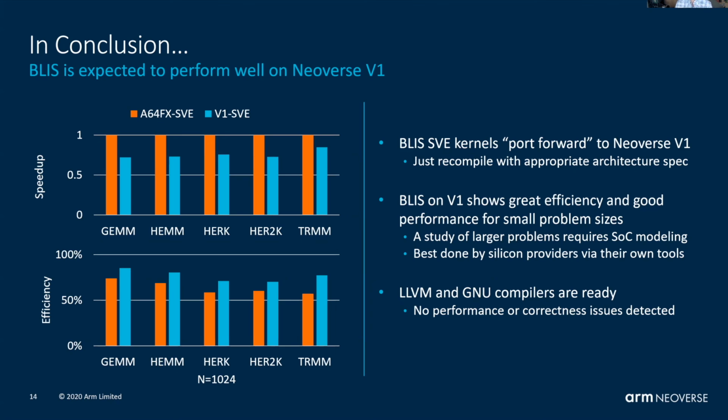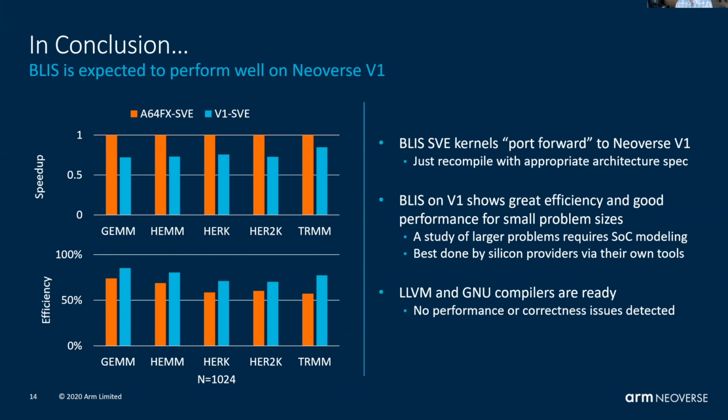So that's really encouraging. It looks like the BLIS SVE kernels do in fact just port forward to the Neoverse V1. We also see that the performance on the V1 is more efficient than the A64FX for these small problem sizes. As the problem sizes grow, we might see that curve change.